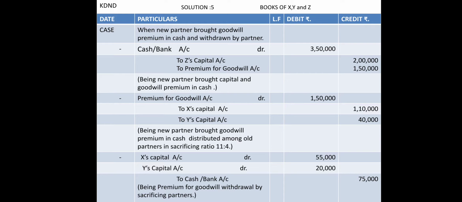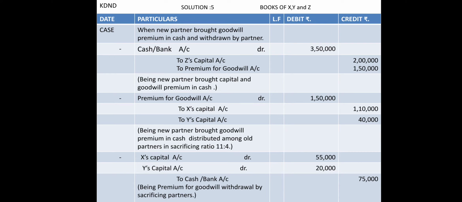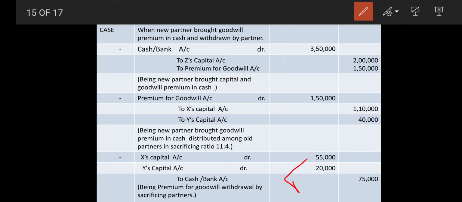And the last part, that is goodwill withdrawn by the sacrificing partners. Now the goodwill which is available in the business, brought by the new partner, is withdrawn, meaning they take it away. So when they take it away, we have to pass the entries like this: A's capital account debit, B's capital account debit to cash/bank. That is, they are withdrawing the goodwill from the business.